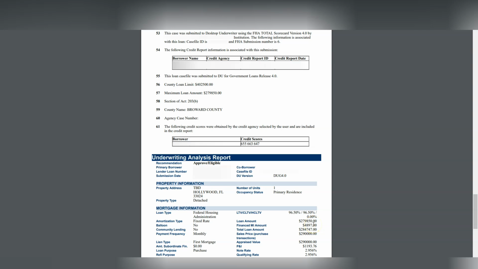All the way on the right, we'll have the loan amount, which is $279,850. The financed MI or mortgage insurance amount is $4,897. Now, this is the upfront mortgage insurance that's paid when you have an FHA loan. A little bit further down where it says total loan amount will be $284,747, which is the sum of the other two numbers, the $279,850 and the $4,897.